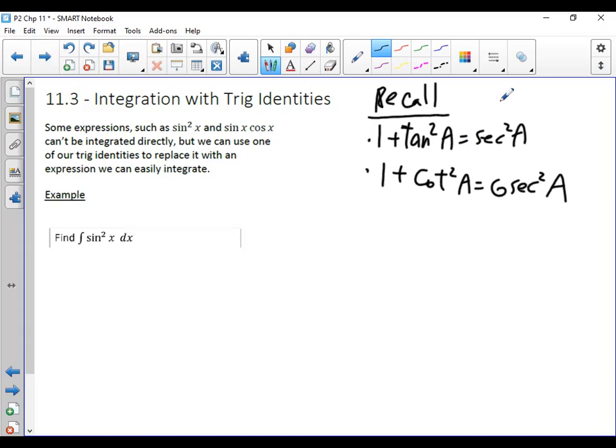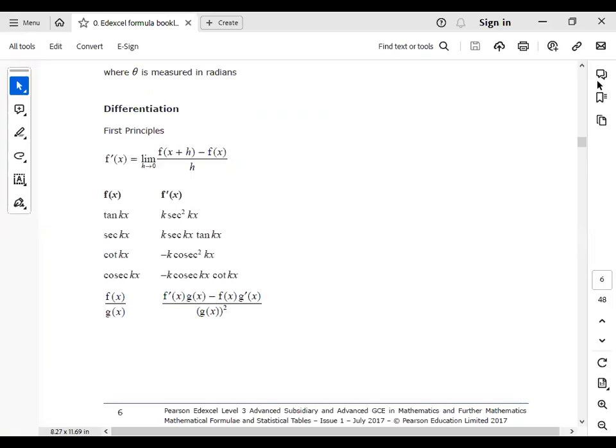Now, remember, you have the formula booklet. If you don't have it, make sure you take it out now because we're going to use the formula booklet now. So go to page 6 and page 7, again a spoiler, okay?